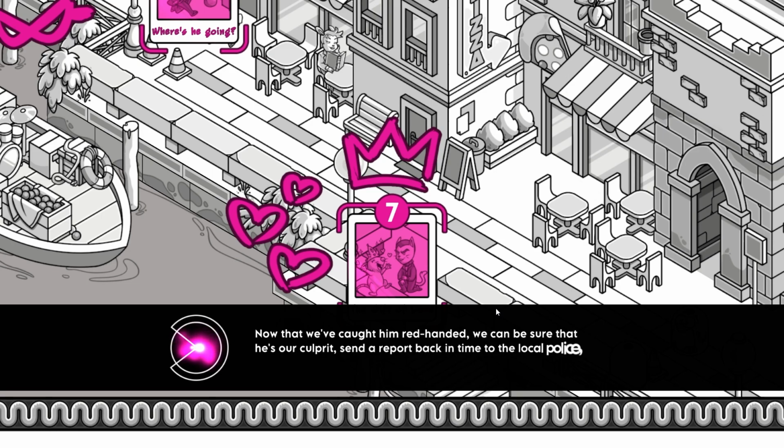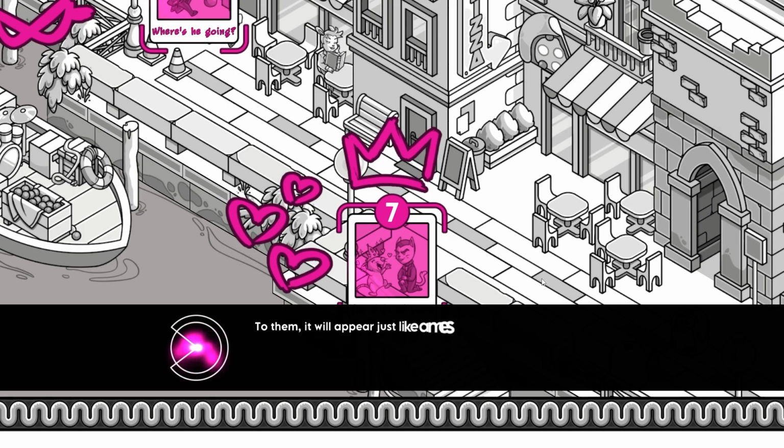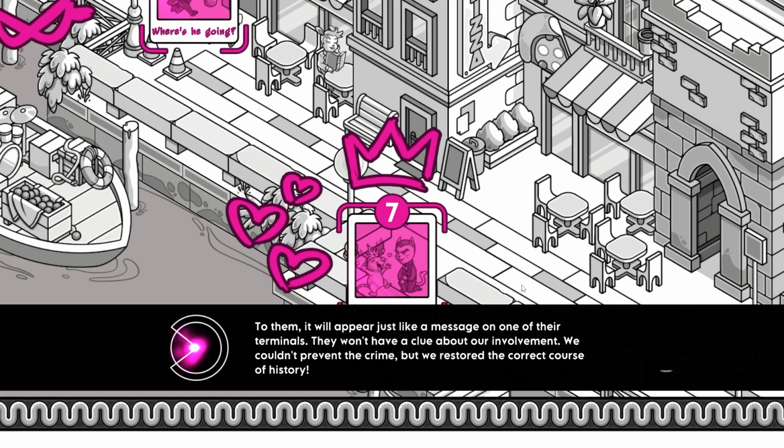Now that we've got him red-handed, we can be sure that he's our culprit. Send a report back in time to the local police, and have him arrested. To them, it will appear just like a message on one of their terminals. They won't have a clue about our involvement.